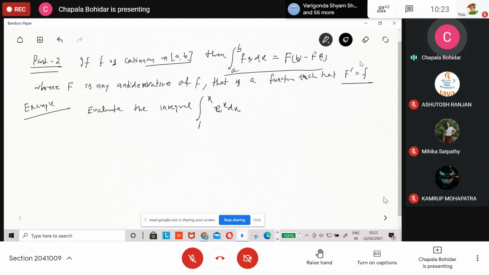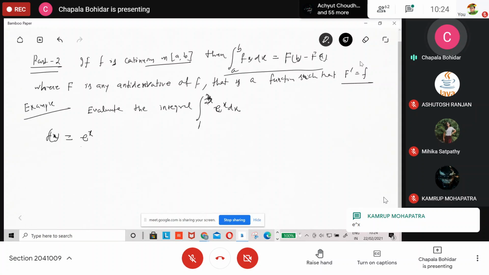So what is your function value f(x) here? f(x) is equal to e to the power x. It is 1 to 3, not x. This function is differentiable, continuous everywhere or not? Yes, ma'am. The exponential function is continuous and differentiable everywhere.